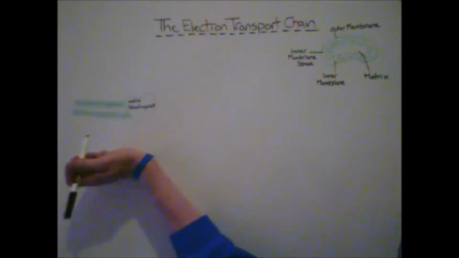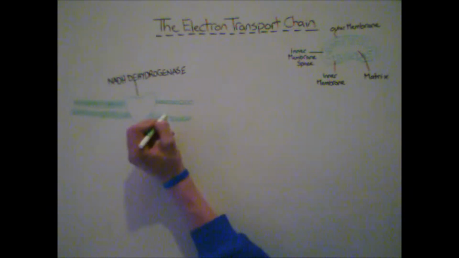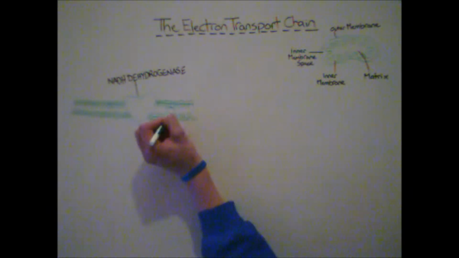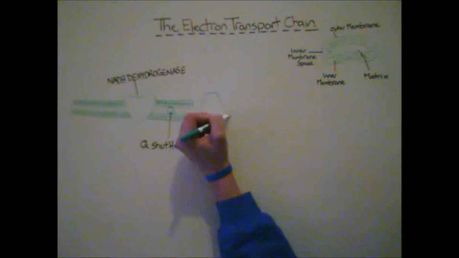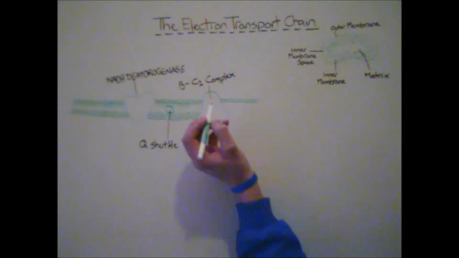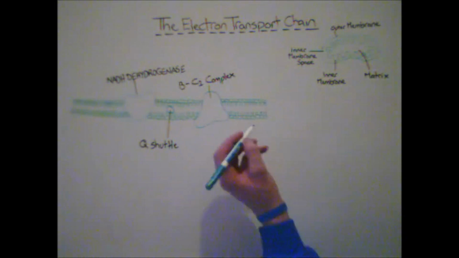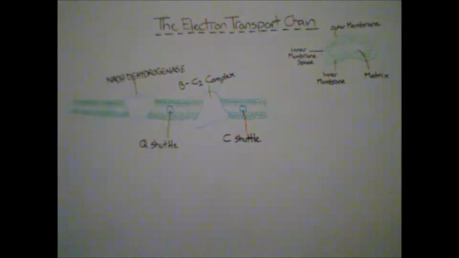The first enzyme is the NADH dehydrogenase. The little circle drawn here is known as the Q shuttle. It shuttles electrons in between the enzymes. This second enzyme is the BC1 complex. A couple more phospholipids, and a C shuttle, similar to the Q shuttle.